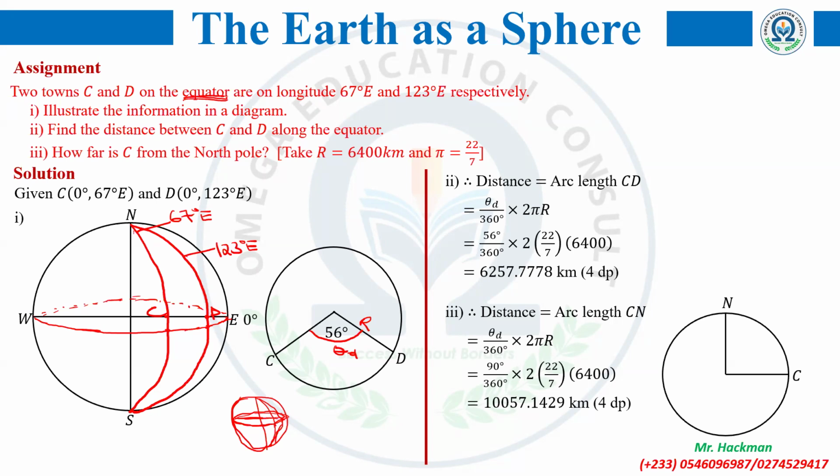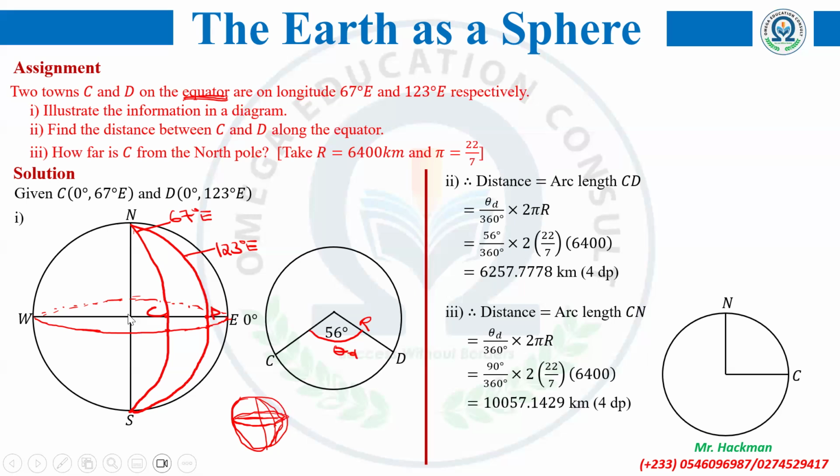Now let's come to the second, the III. How far is C from the North Pole? That's where most of you got it wrong. I think it was only one person that gave me the solution, and I mentioned the name already. Exactly what you have. So let me explain exactly what we have here.